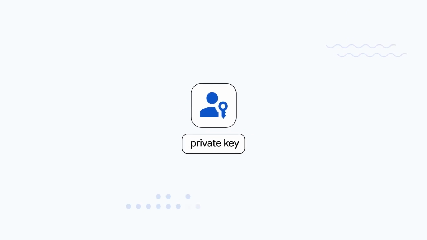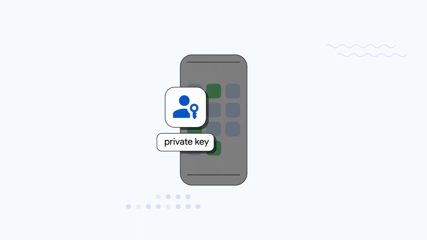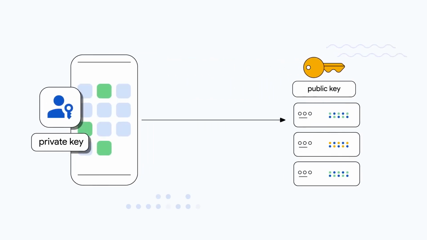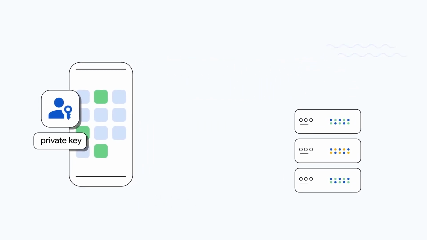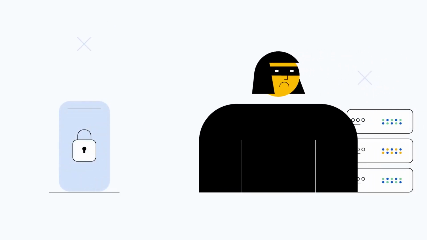A passkey is a private key stored securely on the device. It's created when using the screen lock functionality, fingerprint, facial recognition, PIN, or pattern. The matching public key is stored on the server. Because no secret is stored on the server, passkeys are not vulnerable to server breaches like passwords are.